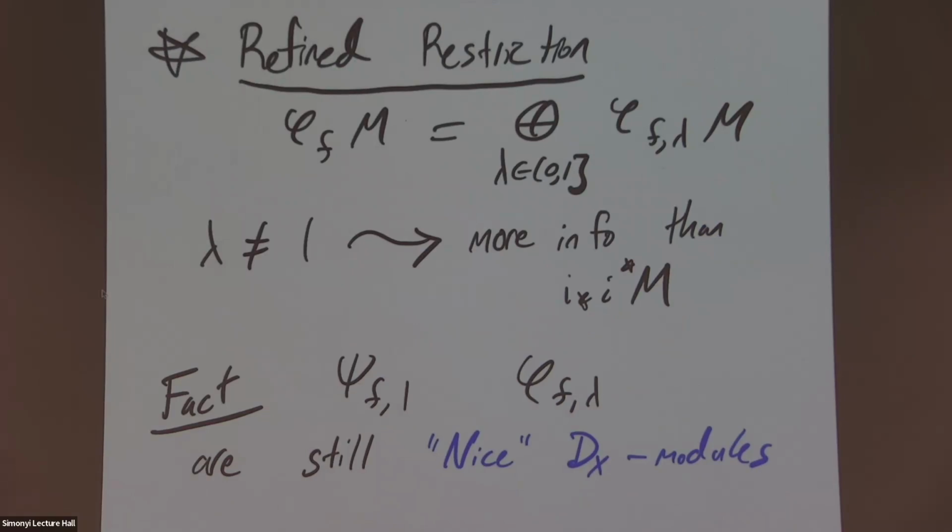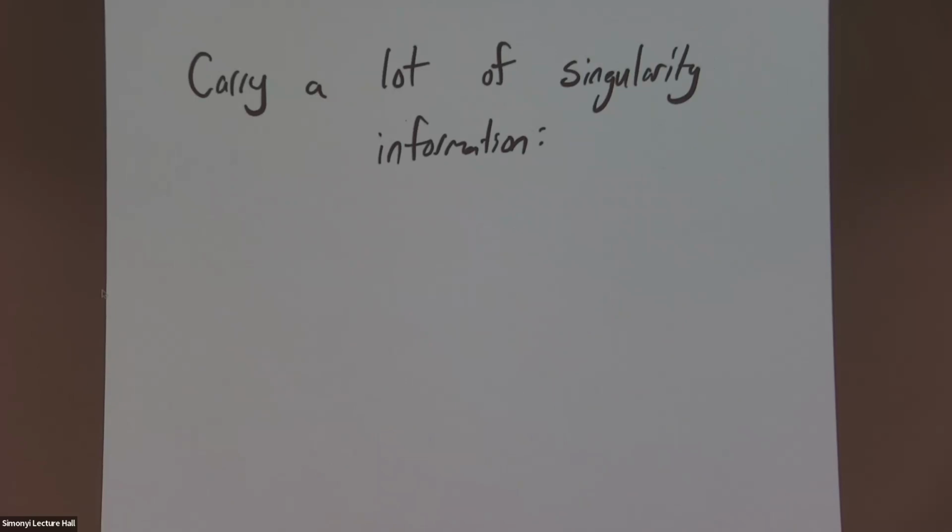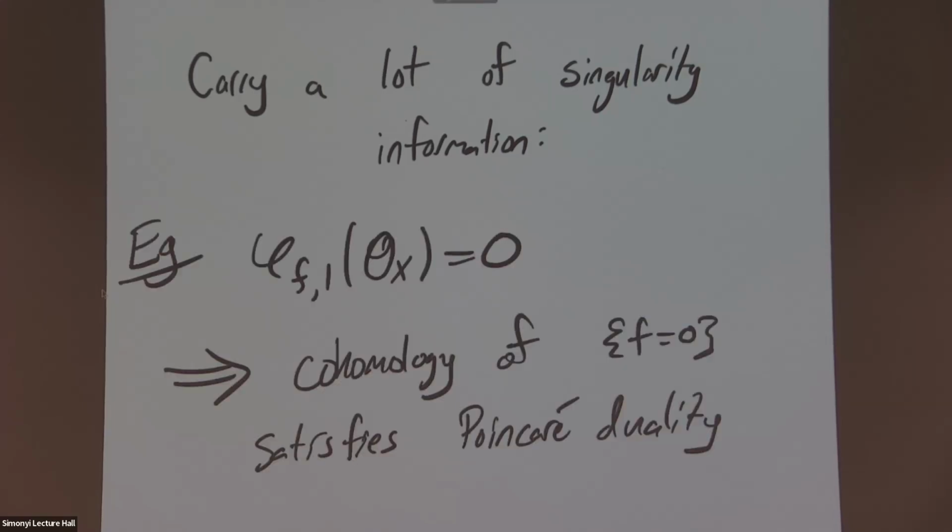And yeah, so I would think of this as some refined data for your D module, trying to restrict to your hypersurface. And in fact, they carry a lot of singularity information. So in this specific example, you let your D module be the trivial one, so O_X. If these vanishing cycles are 0, so the ones with eigenvalue 1, that implies that your hypersurface satisfies Poincare duality. So this condition is essentially equivalent, because my ambient variety is smooth, to saying that the hypersurface is rationally smooth. So basically it has Poincare duality.